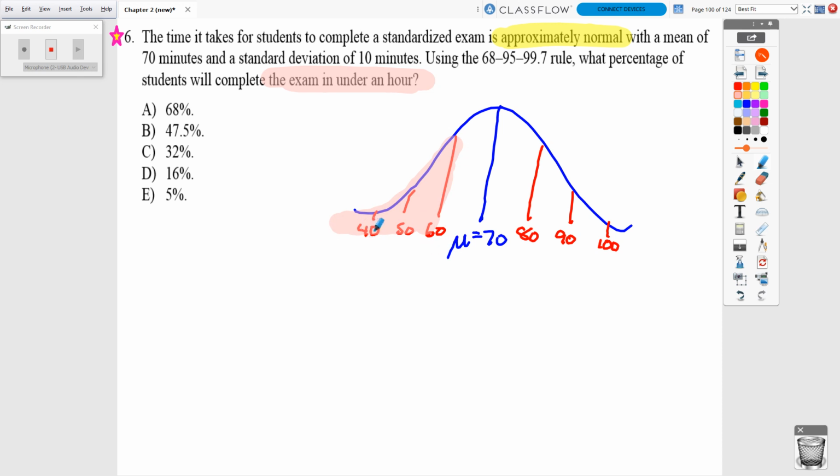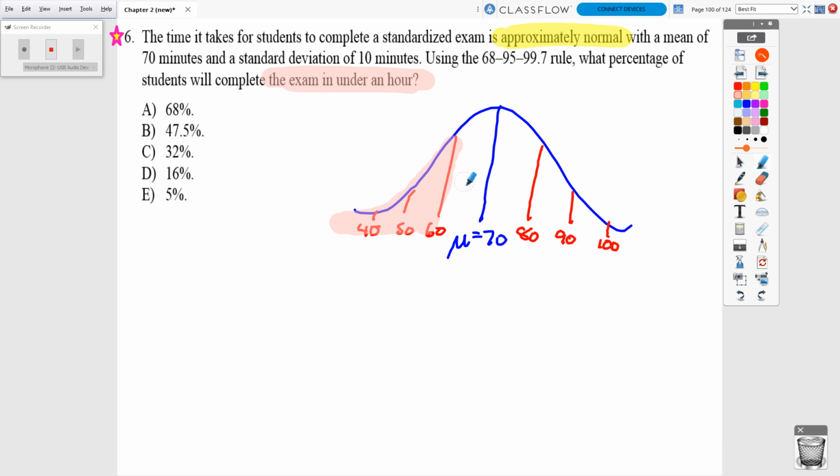We don't stop at 40 because some students could turn it in at 30 minutes or 20 minutes or 10 minutes, or maybe they get it and they turn it in a minute later. So they're really far, like down here. So remember, this thing keeps going on and on and on forever. Just the area is not very much down that way.